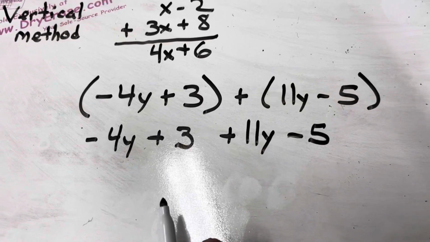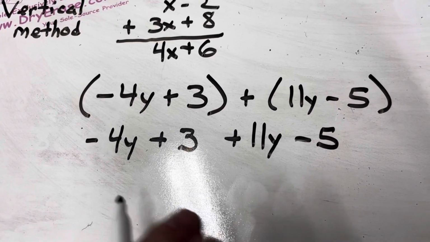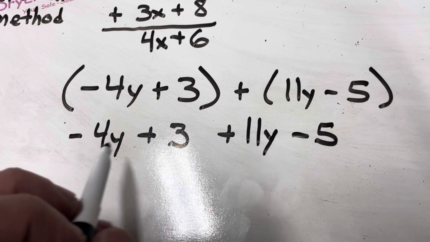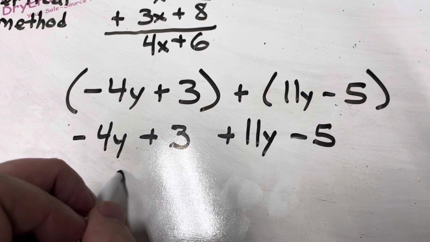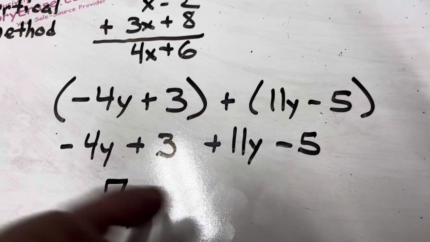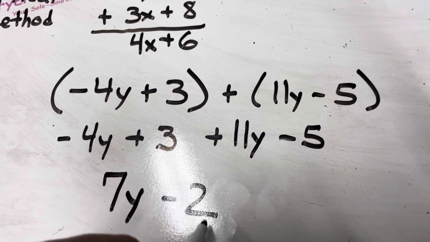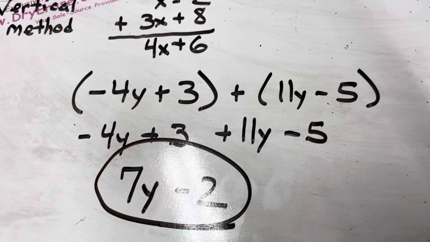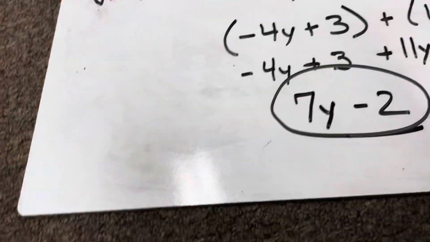And now I just have something that looks like what I did the other day, in the previous lesson. I'm going to combine like terms. Negative 4y and plus 11y are a positive 7y. A 3 and a minus 5 make a minus 2. 7y minus 2. All right, let's look at the next one here.